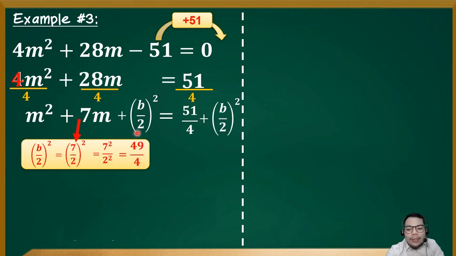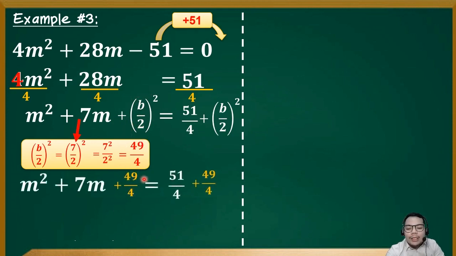And this time, 49 over 4 is the value of our c. That's why you will see here, we add 49 over 4 to both sides. It's better also because the fractions are similar, so it's easier for us to add. So, once again, we have this m squared plus 7m plus 49 over 4 as our perfect square trinomial.